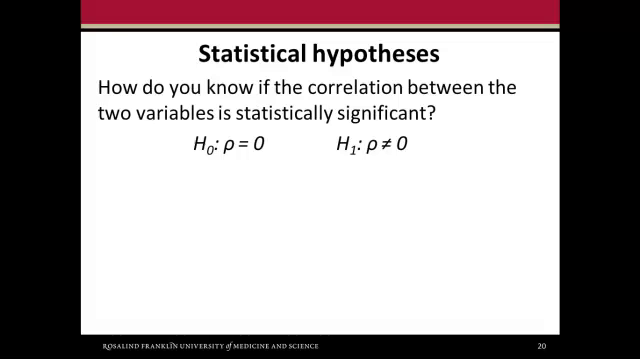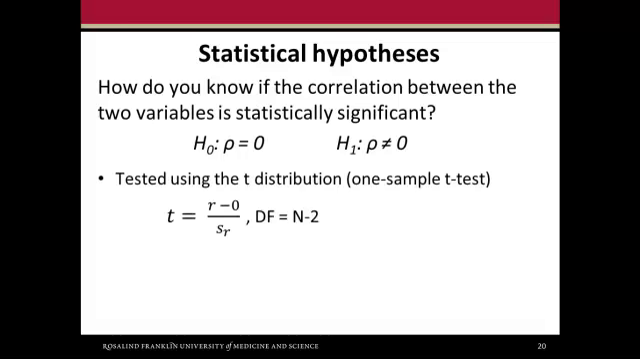So that's our value of our correlation coefficient, but if we wanted to actually test this statistically, we'd have to figure out what's our statistical hypothesis. So how do you know if the correlation between the two variables is statistically significant? Well, our null hypothesis is that rho, which would be the population level correlation coefficient, is equal to 0. And our alternative hypothesis is that rho, again the population level correlation coefficient, is not equal to 0. And we have r as our estimate of rho. This is going to be tested using the t-distribution and a one-sample t-test.